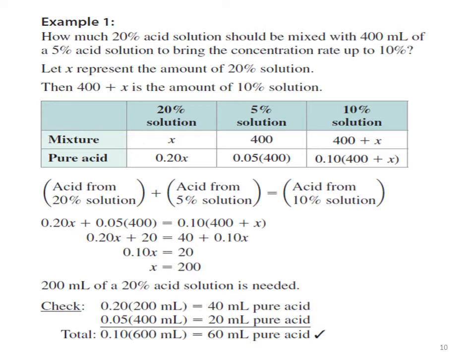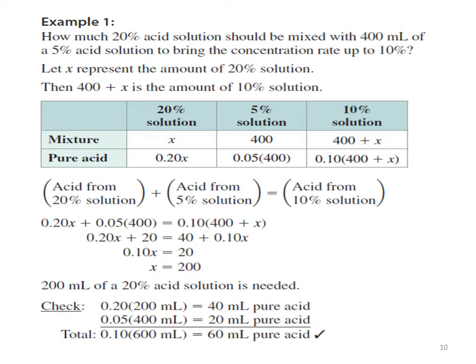You simplify it by multiplying 0.05 times 400. The left hand side will be 0.20x plus the product here, 20. The right hand side, multiply 0.10 times 400, you get 40 plus 0.10x. Now subtract 0.10x from both sides and subtract 20 from both sides. You end up with 0.10x is equal to 20. Now you get your solution by dividing both sides by 0.10. Your solution is x equals 200.